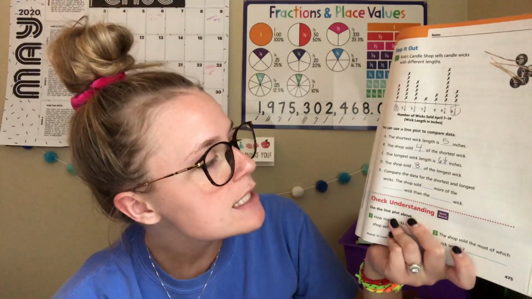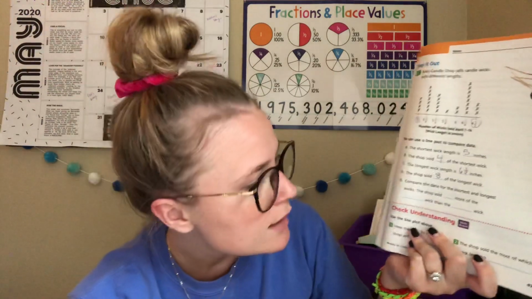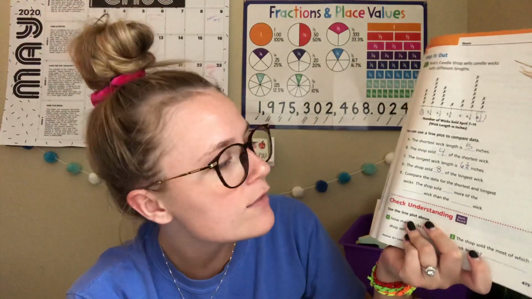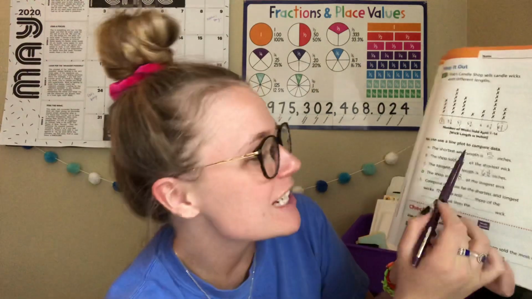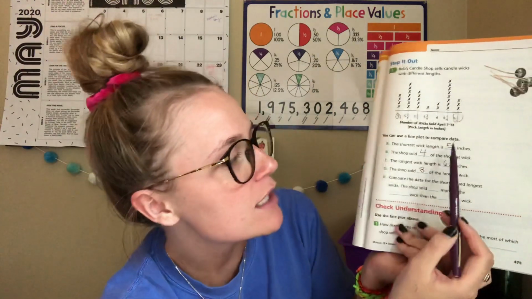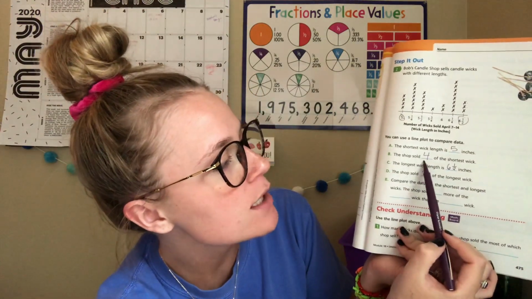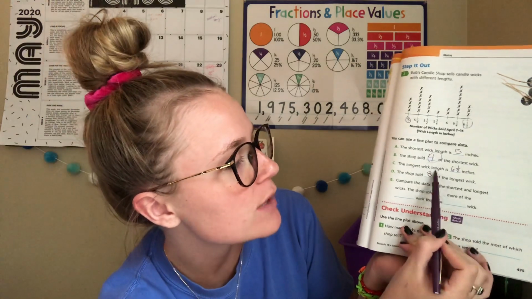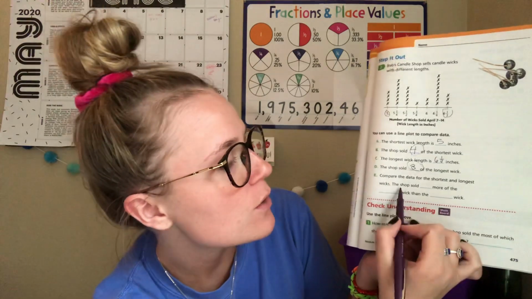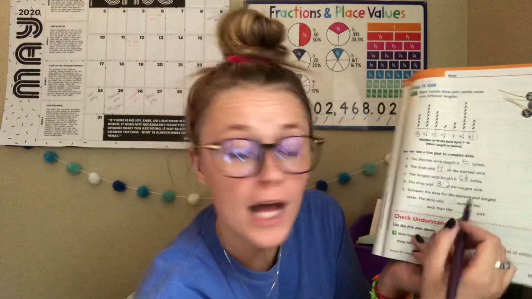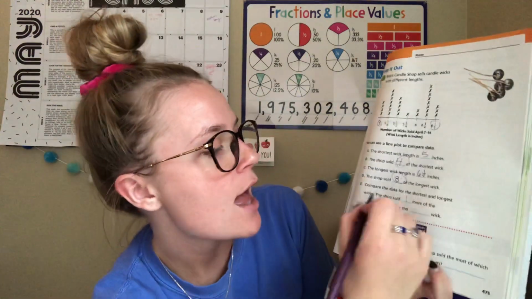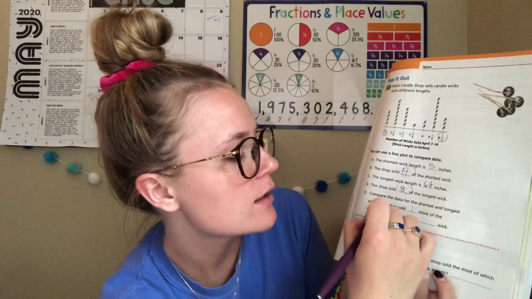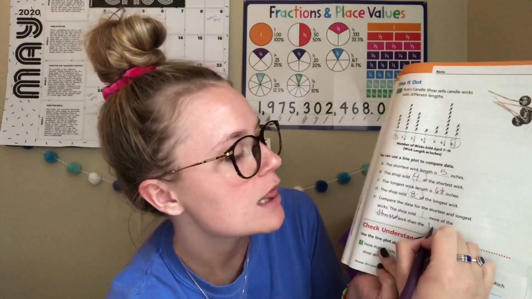Part E says, compare the data for the shortest and longest wicks. The shop sold blank more of the blank wick than the blank wick. So we have the shortest and the longest. So let's look at the data. We have 4 of the shortest and 3 of the longest. So the difference between 4 and 3 is 1. So the shop sold 1 more of the shortest wick than the longest.